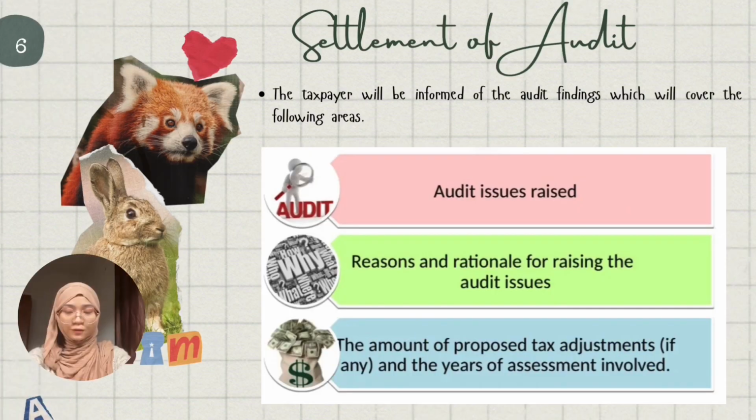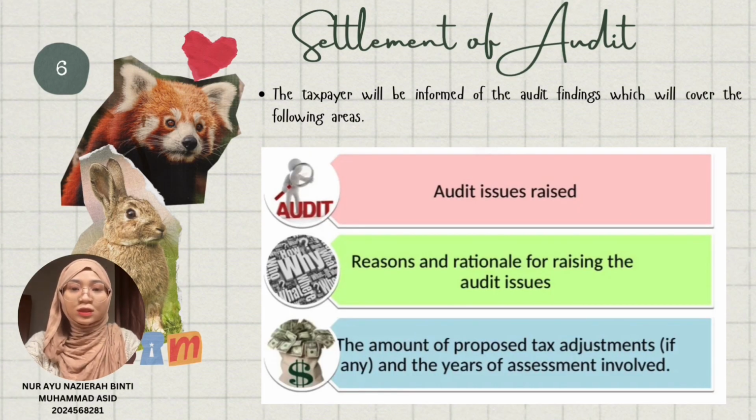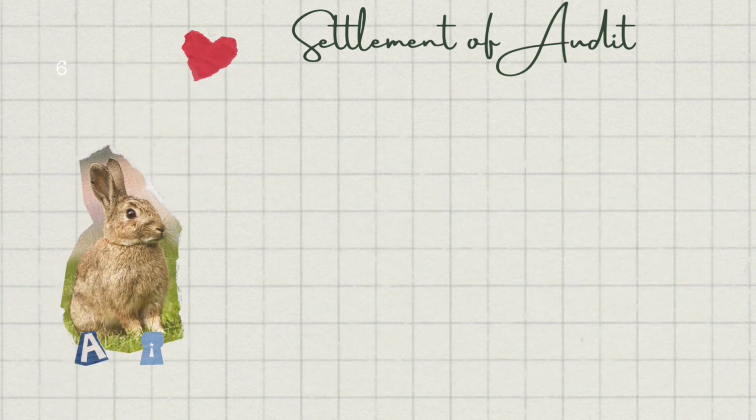The taxpayer will be informed of the audit findings, which will cover the following areas: audit issue raised, reason and rationale for raising the audit issue, the amount of proposed debt adjustment if any, and the year of assessment involved.